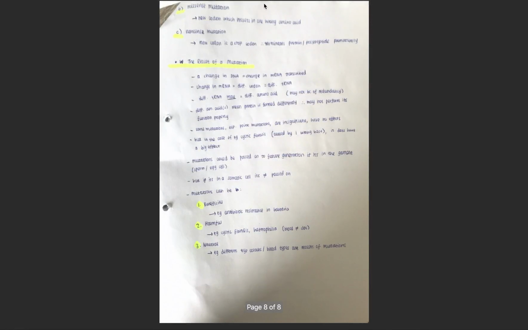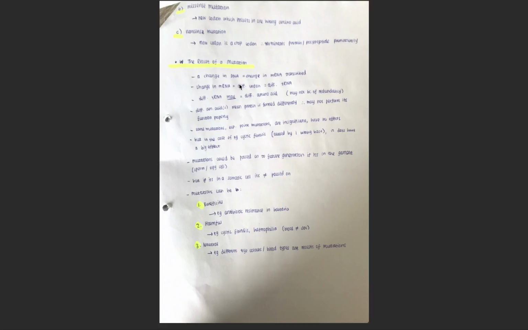You can also have a missense mutation where a new codon is formed and one wrong amino acid is formed because of that. And then you have a nonsense mutation where the new codon formed is actually a stop codon, which means that the polypeptide chain is ended abruptly and too early. So all the other amino acids afterwards don't get to be formed.